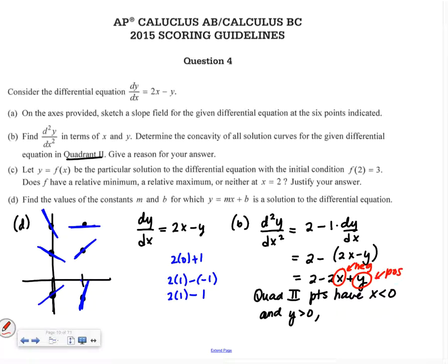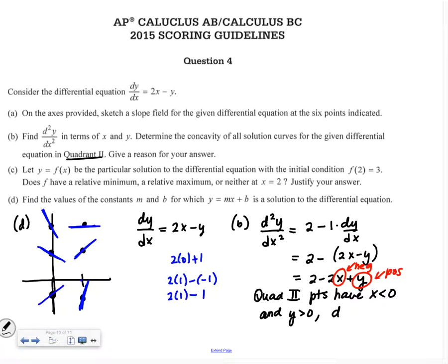If I pick any negative number and a positive for the y, I'm going to have 2 minus 2 times some kind of negative. Well, that's going to make it even more positive, right? Because negative 2 times a negative is going to be positive, and then plus another positive number. So what they're asking is, is it concave up or concave down?